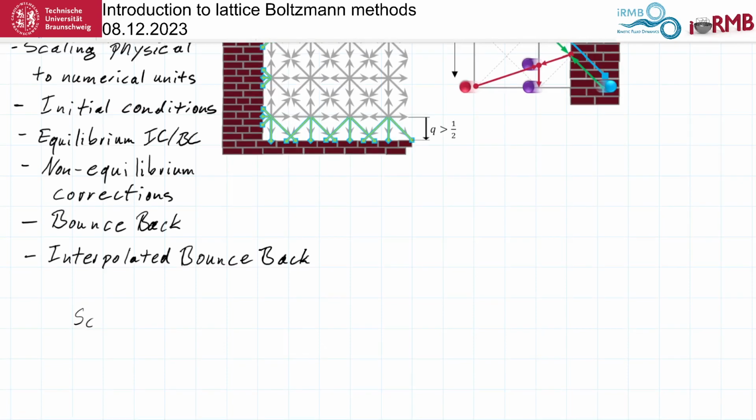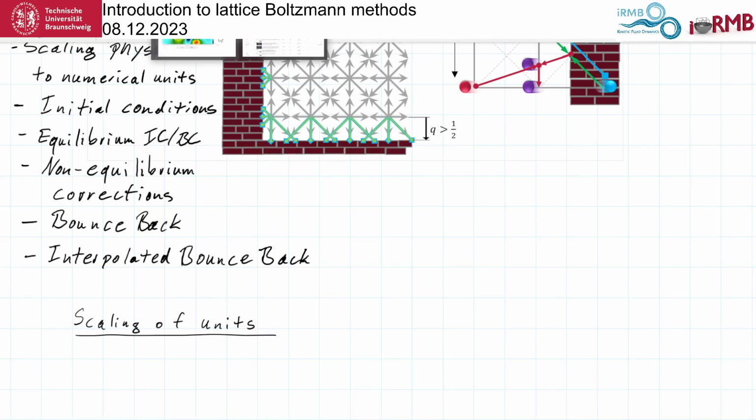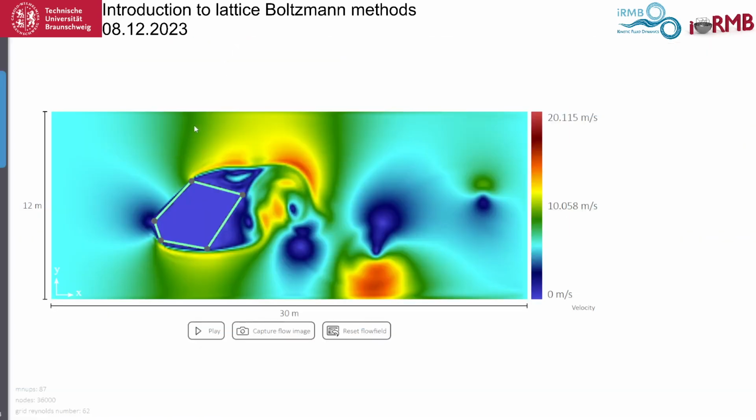So we start with scaling of units. Maybe I'll go briefly back to the simulator to give some indication. We have, of course, our problem with physical units, like this would here be 12 meters, and then 30 meters, and here is the velocity in meters per second.